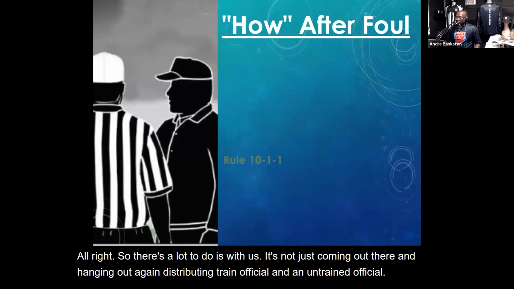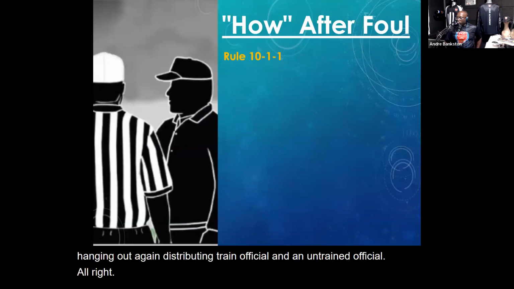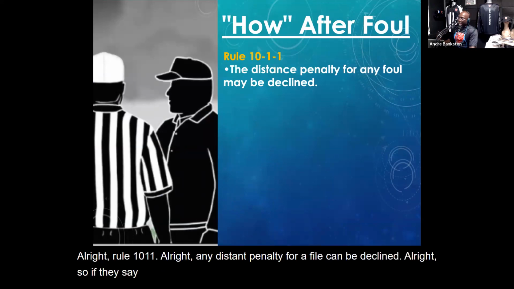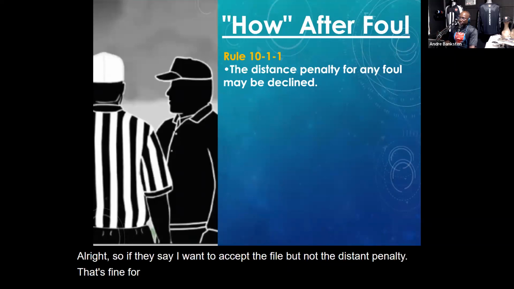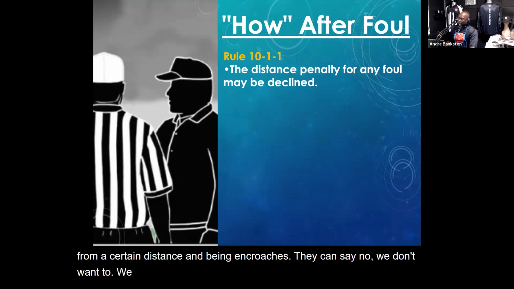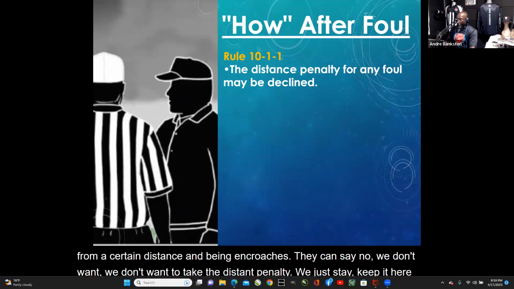All right. Rule 10-1-1. Any distance penalty for a foul can be declined. So if they say, I want to accept the foul, but not the distance penalty, that's fine. For example, the kicker is comfortable kicking from a certain distance and B encroaches. They can say, oh no, we don't want to take the distance penalty. We just keep it here. That's fine.